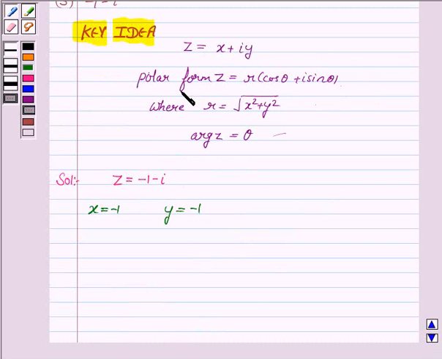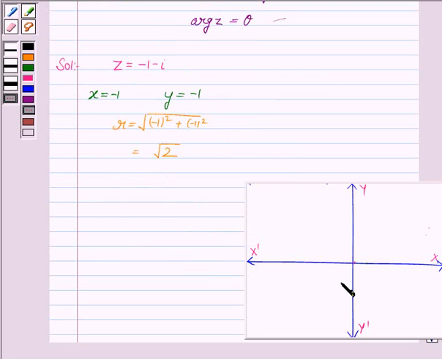Now, to convert this into polar form, we need to obtain r. So let us first obtain r. R is root of minus 1 square plus minus 1 square, which is equal to root 2. Now, to convert z in the polar form, we need to obtain theta. So for that, first plot the point x is equal to minus 1 and y is equal to minus 1 on the Argand plane. So this is the Argand plane.